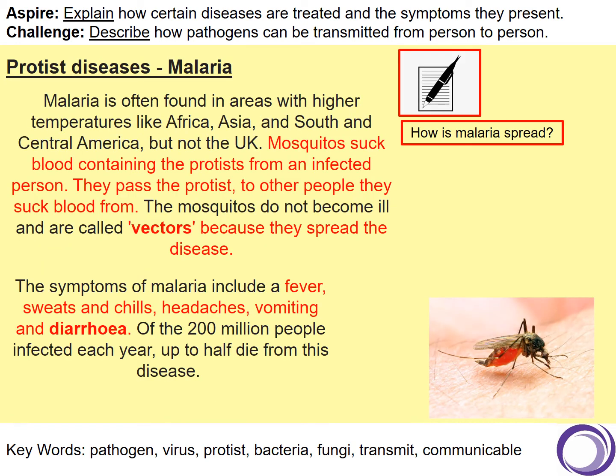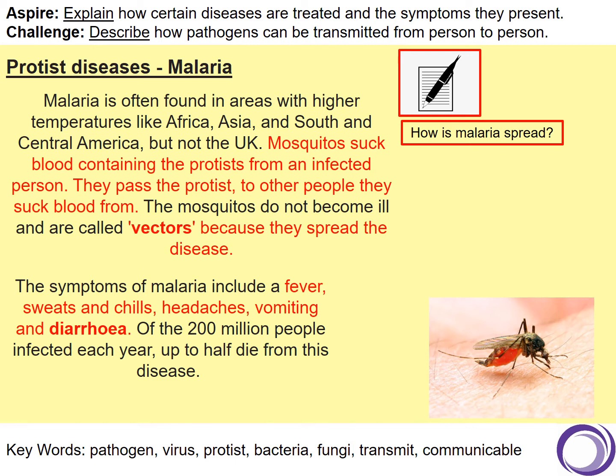So the next disease that you need to know for your GCSE science exam is the protist disease of malaria. Malaria is something, again, that you have probably heard of many times before. It is found in areas of the world where we have higher temperatures, in Africa, Asia, South and Central America, but it's not something that we see here in the UK.